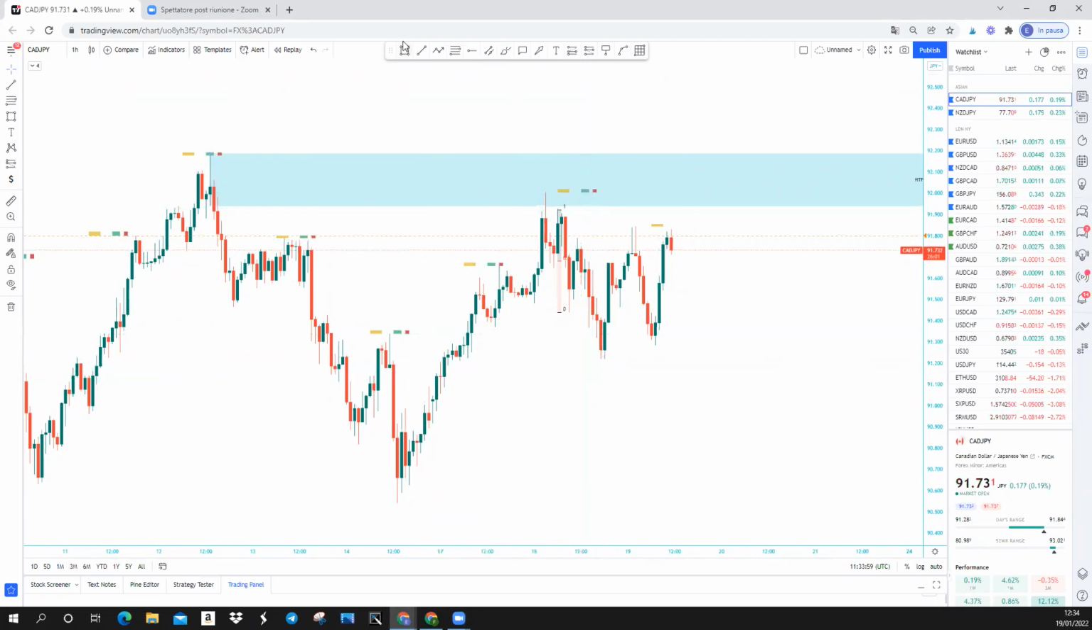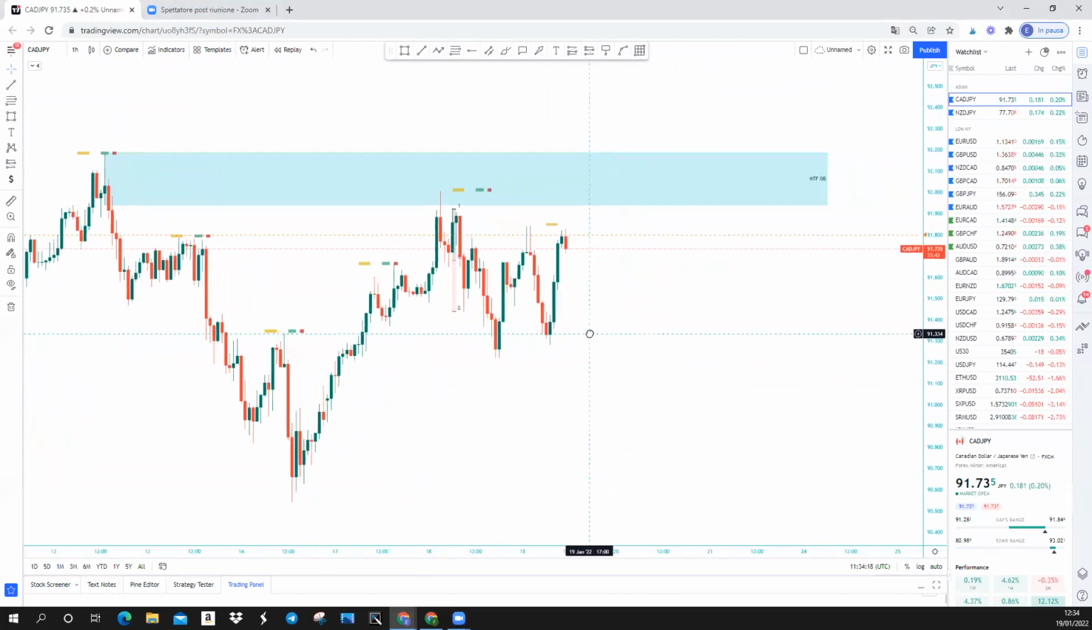It's your choice. Again, if you want to book partials, if you want to close the full position, or if you want to hold. We rejected this demand area, went back to break even. And now personally, I'm looking for another trade from here. Now, this is again a good scenario.